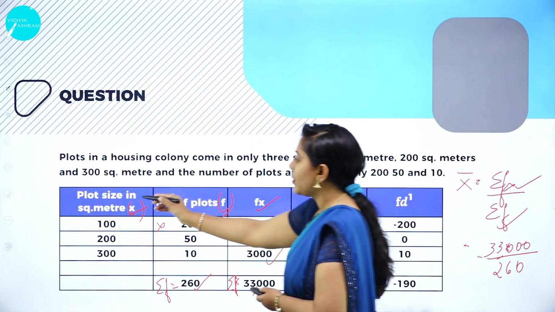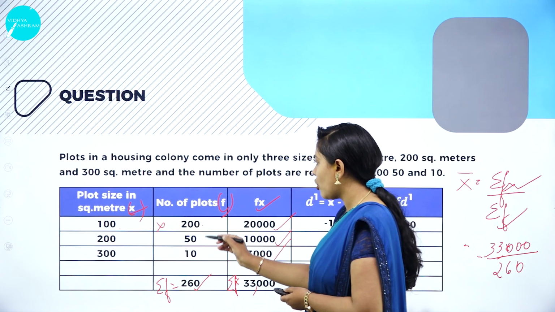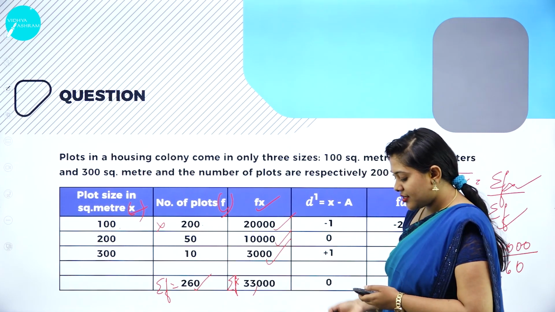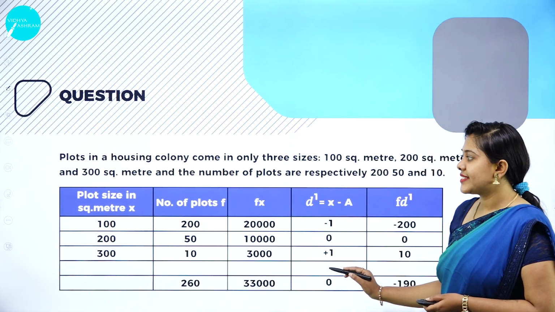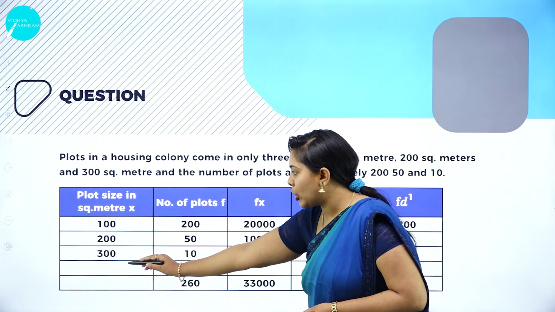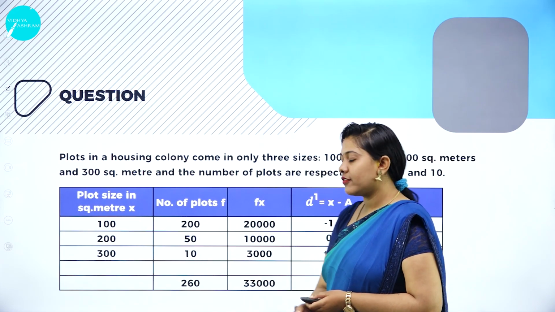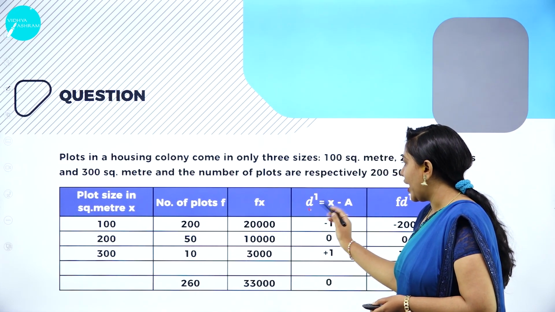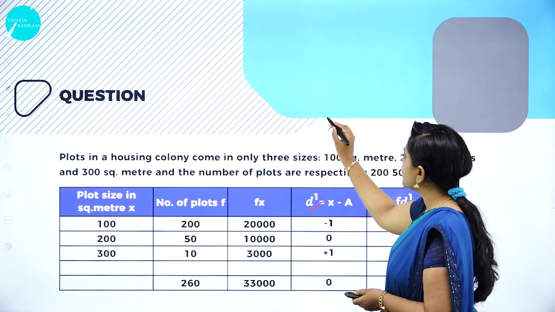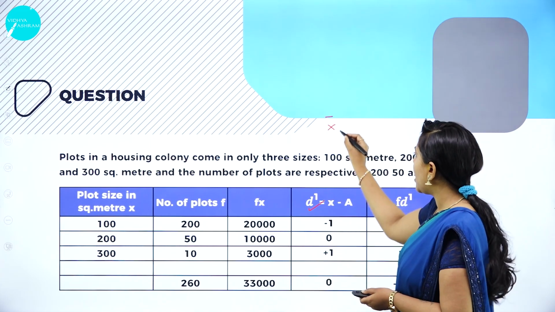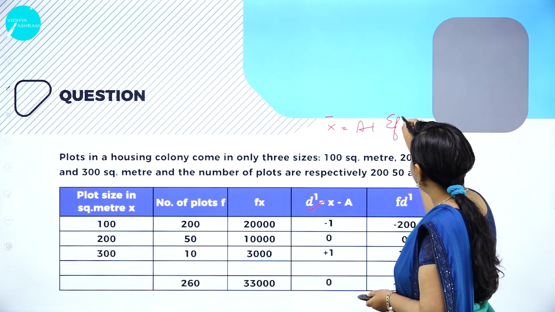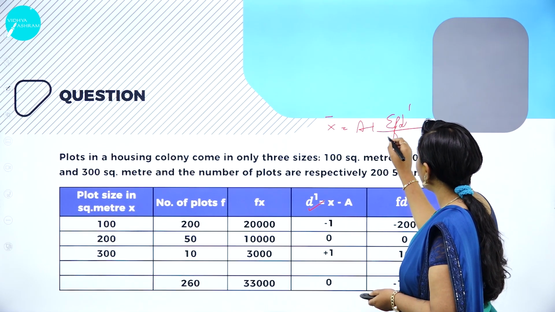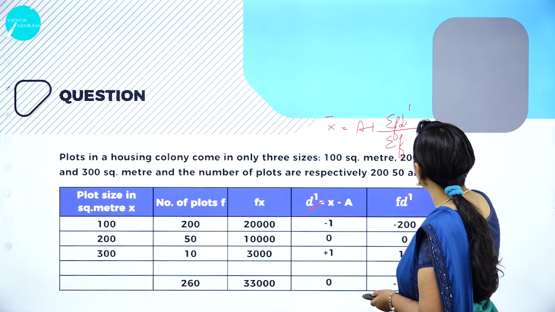So the number of plots is given, and let us erase this. Let us discuss using the step deviation method. We have plots given, F is given, and we have to find out D. What is the formula under the step deviation method? X bar is equal to A plus sigma FD dash divided by sigma F into C.